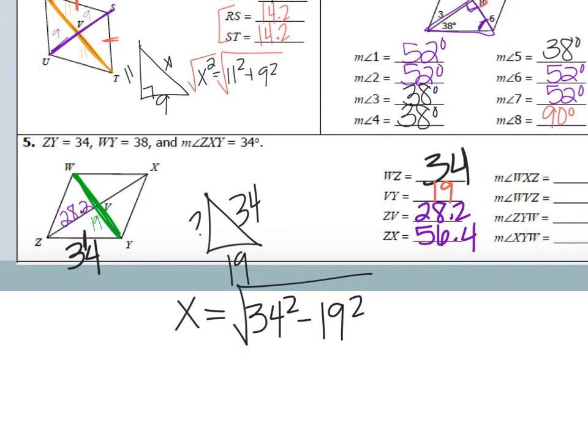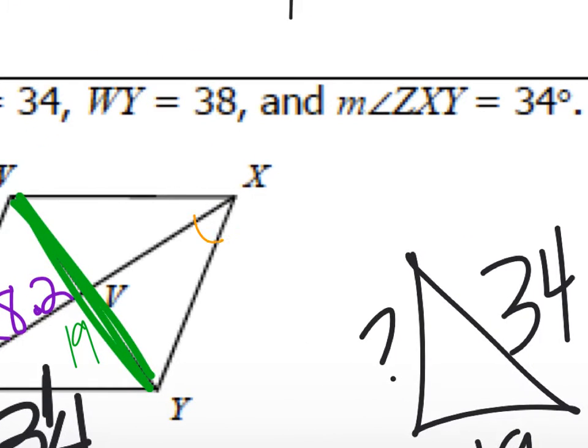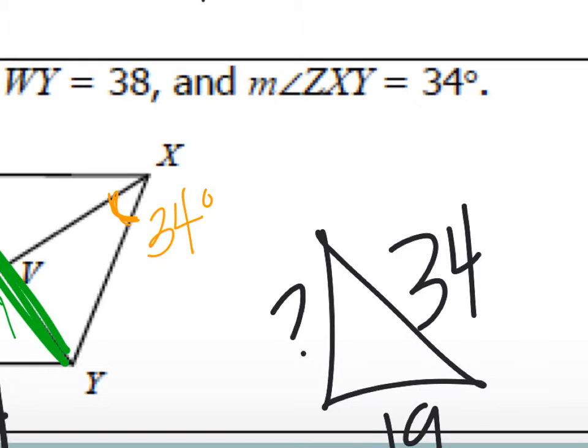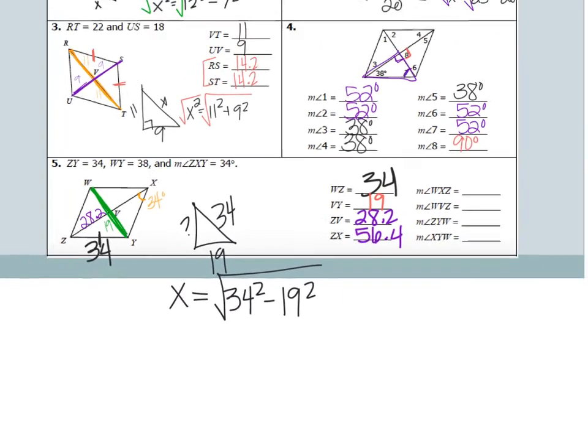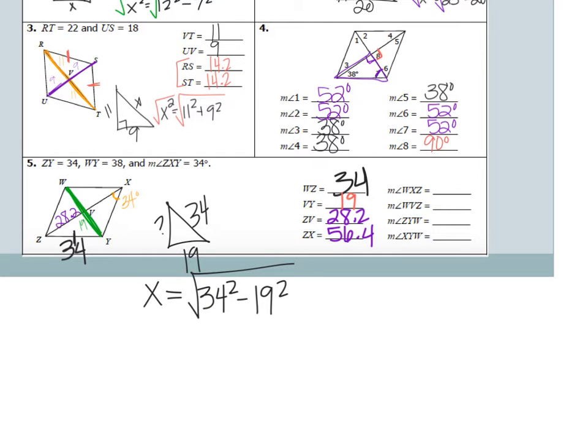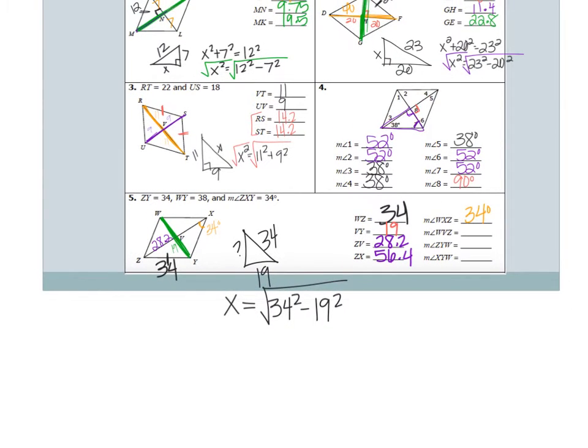Okay. And then inside of our triangle, we know that ZXY is 34. Whoa, wrong part. Right here. Which is 34 degrees. So if I know that that is 34 degrees, WXZ is also 34 degrees, because the angles are bisected.